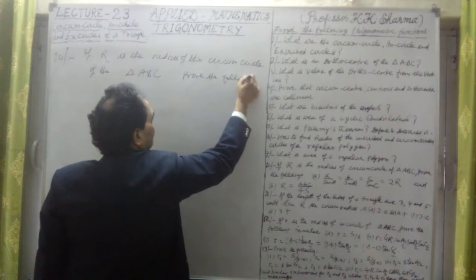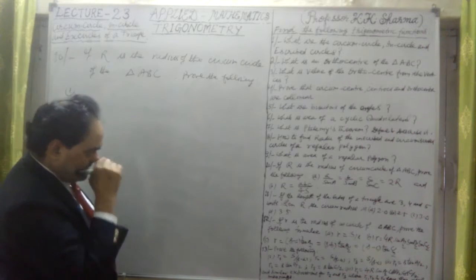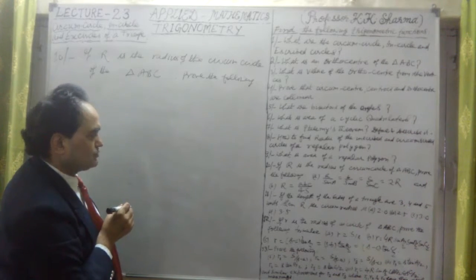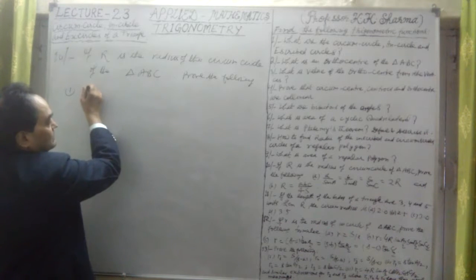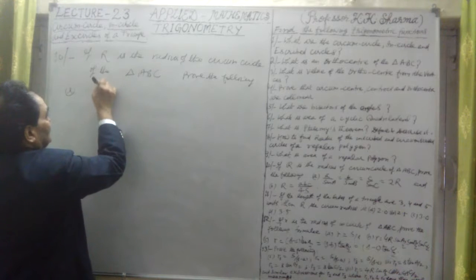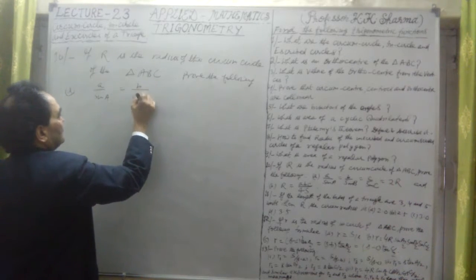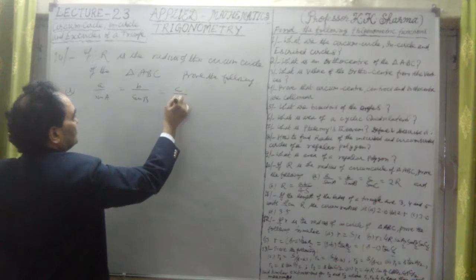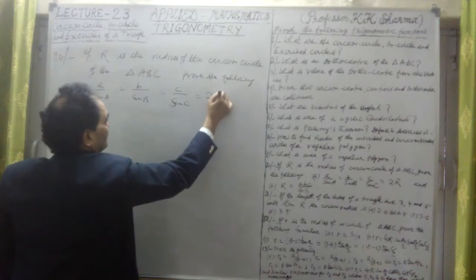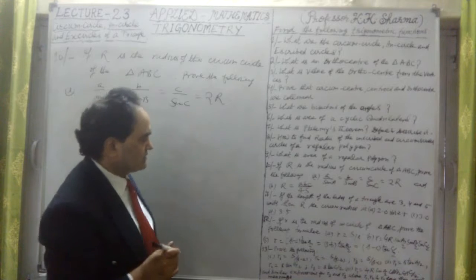Now there are certain parts of this. There are two parts, A and B. The first part, A, we have to prove: A upon sine A is equal to B upon sine B is equal to C upon sine C is equal to twice capital R. This is the first part we have to prove. The second part we have to prove.